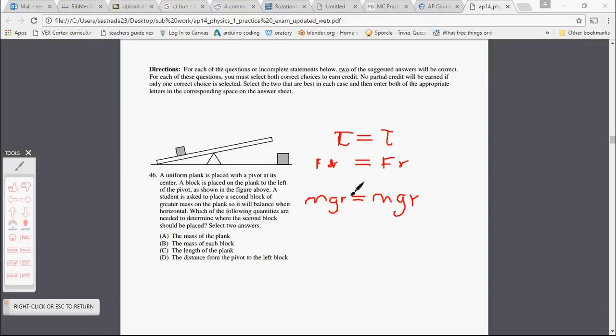So what do I need to make these things equal to each other? I need to know the mass of each object. So that's why we have B. And if I want to know where, well, let's not forget what I'm looking for. Determine where the second block should be. I'm solving for this R, that's what I want to know. So if I want to know what this R is, I'm going to have to know every other value here. So I need to know this R over here, the distance from the pivot of the left block. The answer is going to be D.